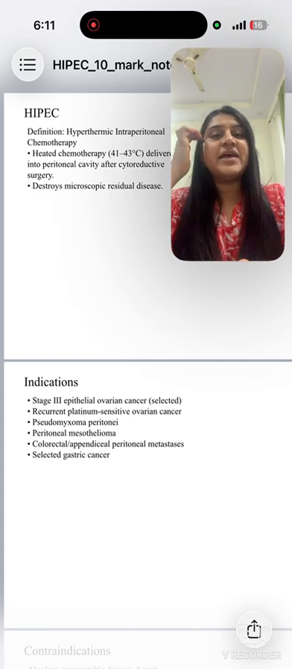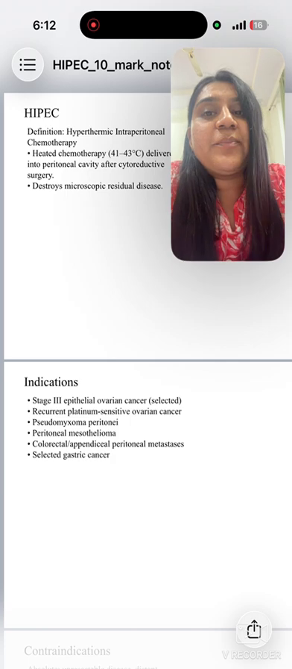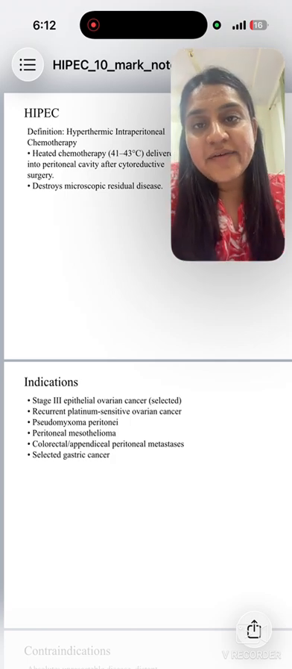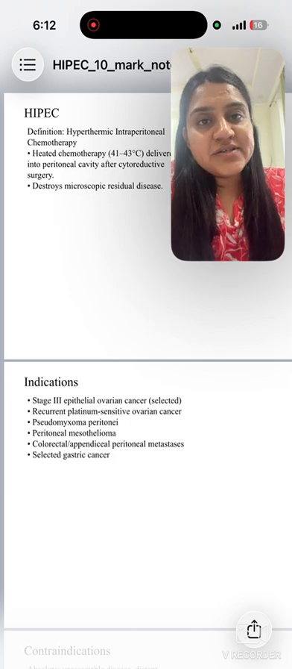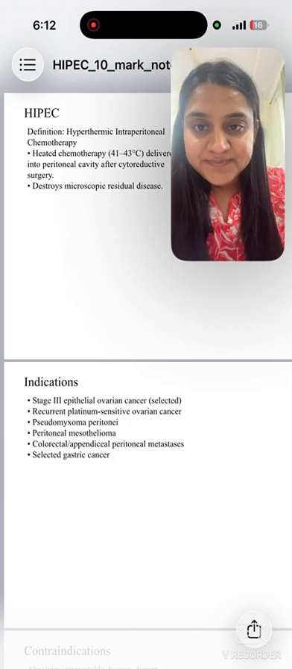So what is HIPEC? The definition of HIPEC is hyperthermic intraperitoneal chemotherapy, where a heated chemotherapeutic agent is delivered into the peritoneal cavity after the cytoreductive surgery. Why is it done? It is done to destroy the microscopic residual diseases.